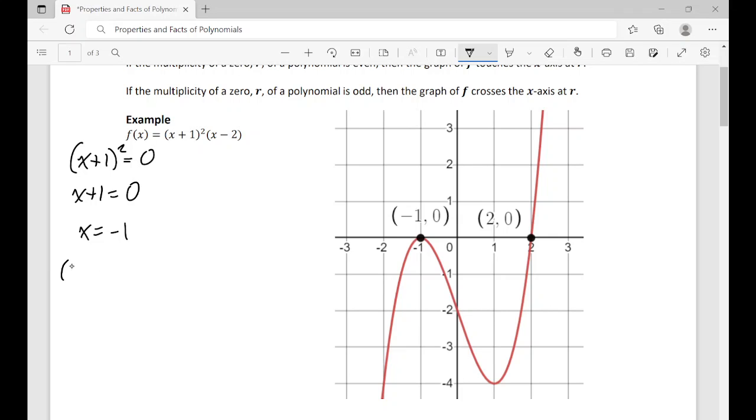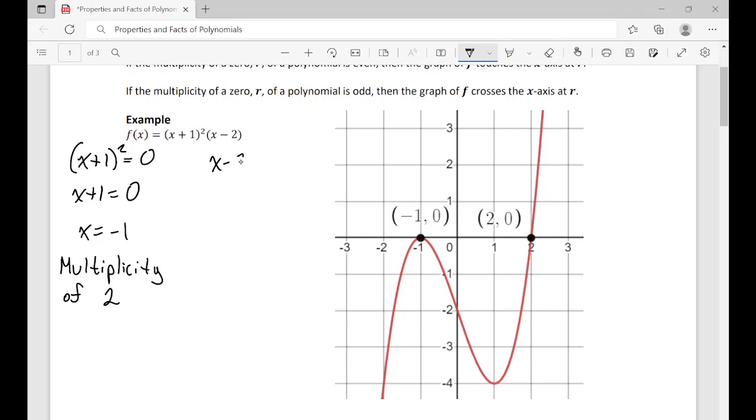So when we have the square up here, we can say that this has multiplicity of 2, because it occurs twice. And because it occurs twice at negative 1, since it's even, the graph will just go up and touch negative 1 and then go down like it shows here on the graph.